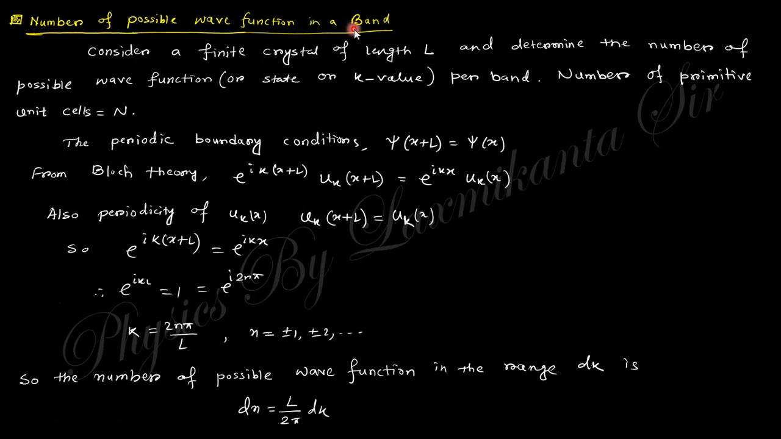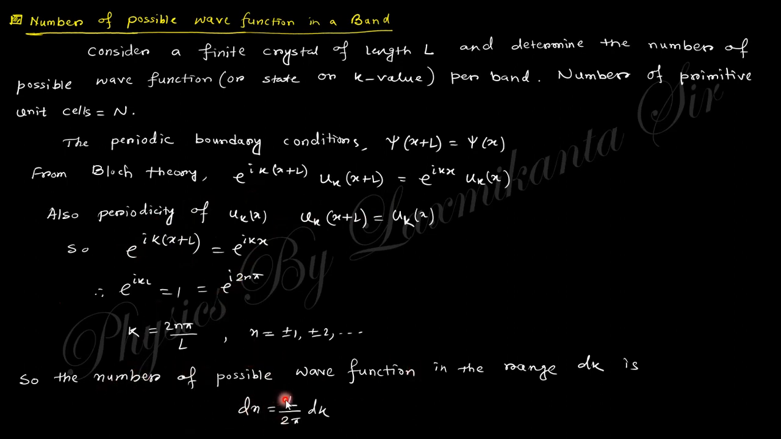So if you want to find out the number of possible wave functions in this band, consider a finite crystal of length L, and determine the number of possible wave numbers of this band. The number of primitive cells will be n. So the periodic boundary condition is this expression. From the Gauss theorem, you know this relation, and putting this value, you will obtain this expression. So the value of k will be like that.